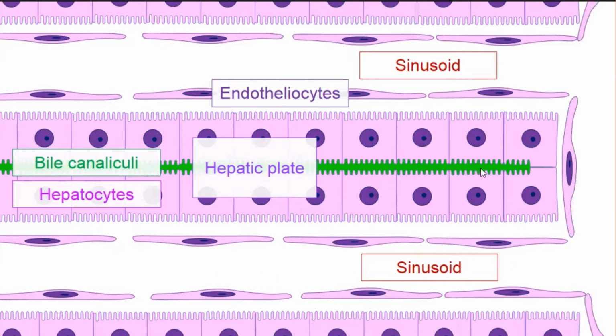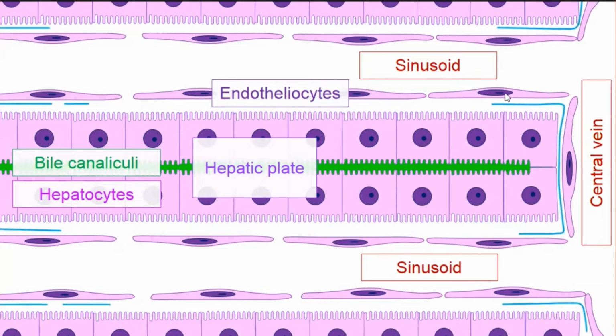And also here we can see that sinusoids are opened into the central vein. Here we can see the central vein, and it's lined with endothelium, simple squamous epithelium. And under the endothelium we have a basal membrane. Here we can see it, and it's incomplete.